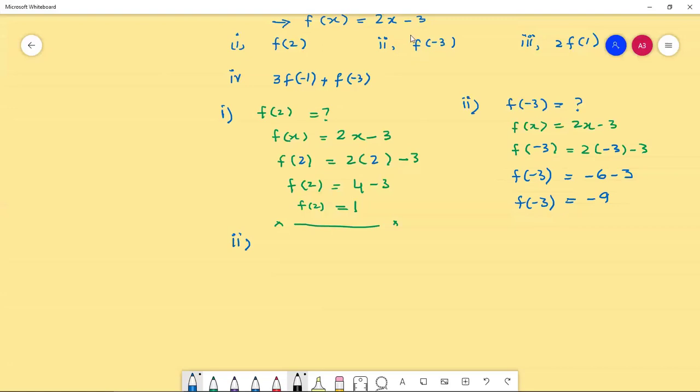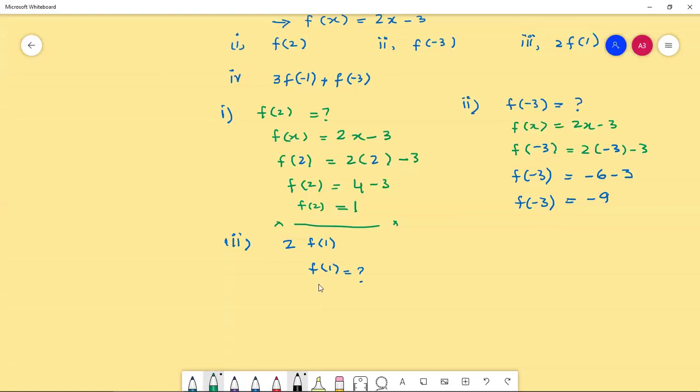Then the third part is 2 into f of 1. Here there is only a small change. 2 into f of 1 means first you have to find f of 1, then you have to multiply 2 with f of 1. So first find f of 1.